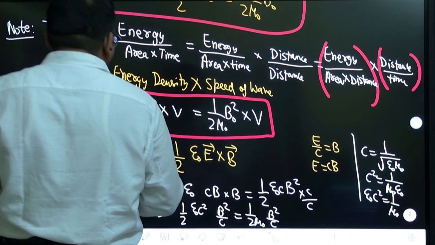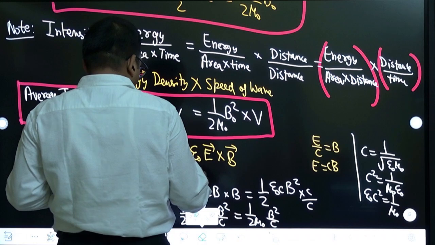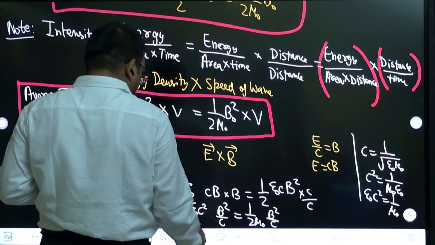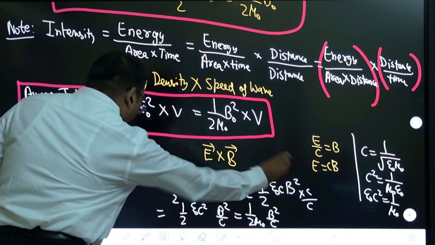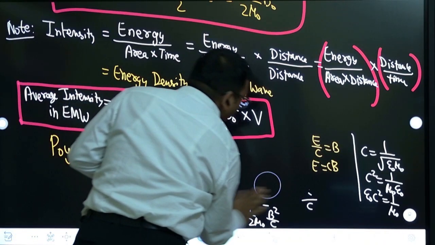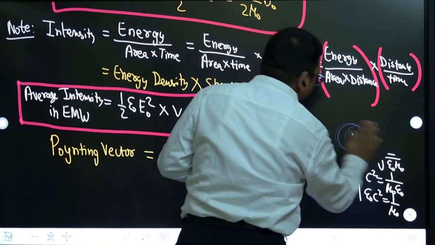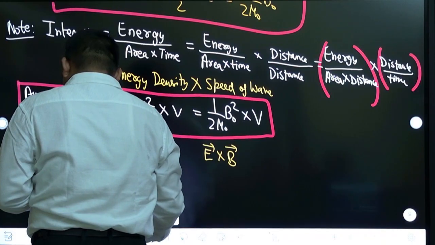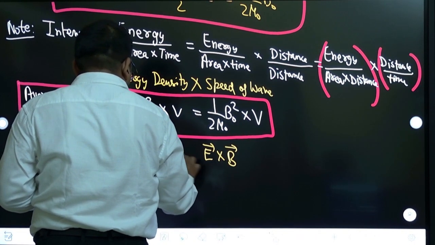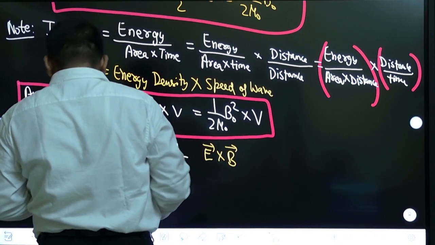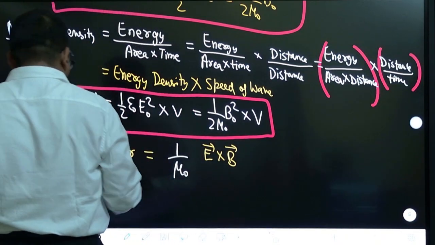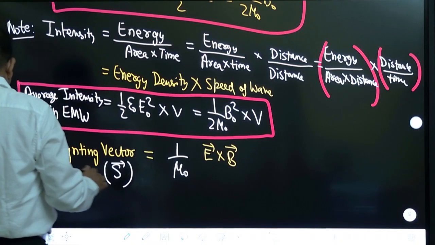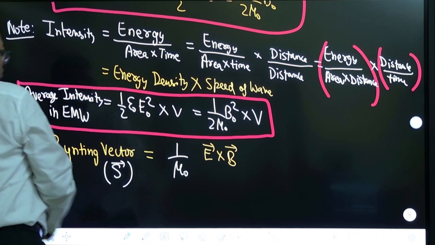No, it is given by 1 by mu naught. Correct this one. If I take the average, the factor of 2 comes when you take average energy. So take it as this formula: 1 by mu naught, E cross B. This Poynting vector is represented as S vector. S vector is energy going in a particular direction.